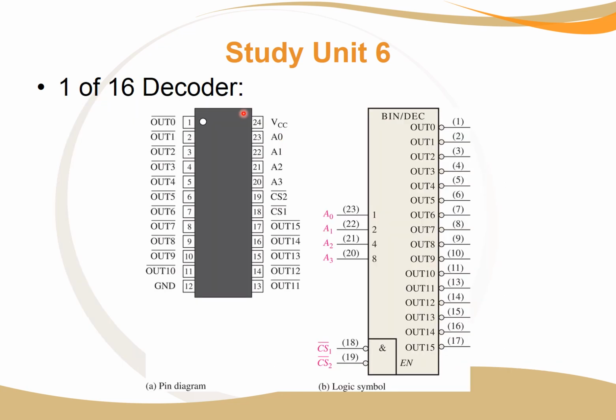So now I have a 1 of 16 decoder in IC form. It looks like this. You have the outputs. Here you have A0, 1, 2, 3 as inputs. You have VCC and ground. And then the cascading inputs here. So if you have more than one, you will wire the cascading inputs.